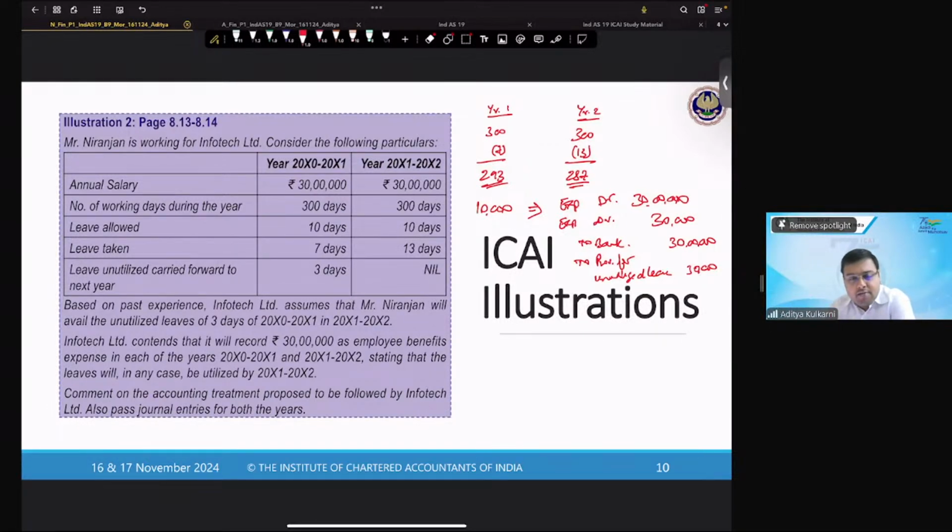He has worked more. I have charged more to the P&L. Okay. Now coming to year 2. Has he worked more or has he worked less? He has worked less. He has worked less by 3 days. So his salary cost or expense hit should be how much? 30 lakhs minus 10,000 into 3, 30,000. Are we okay with this?